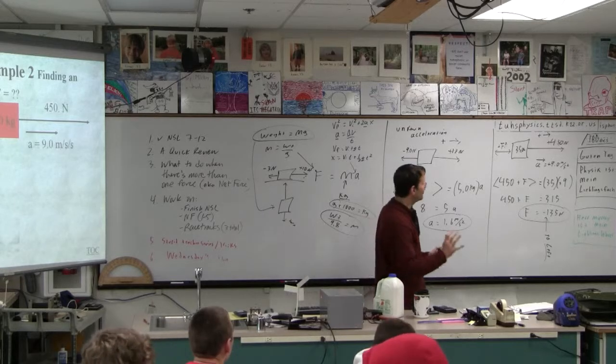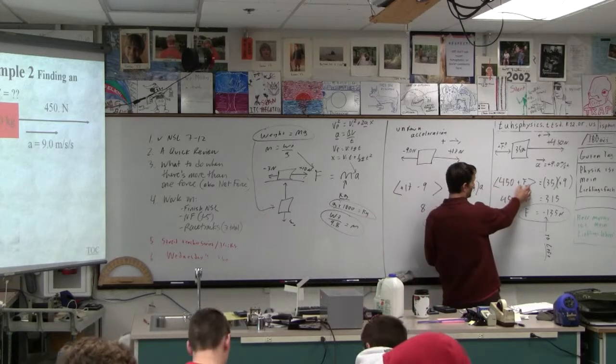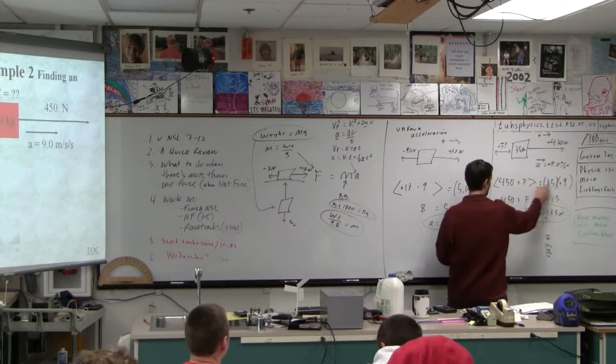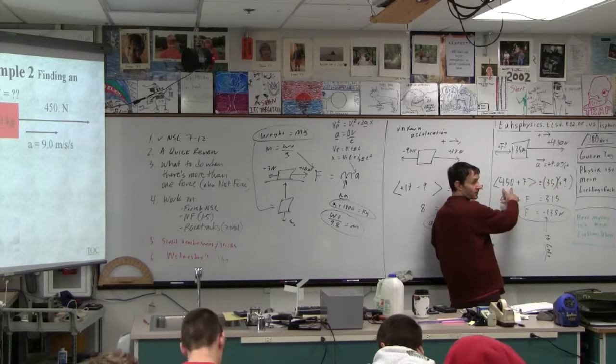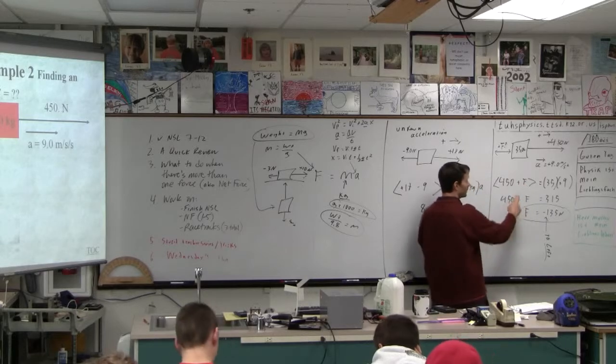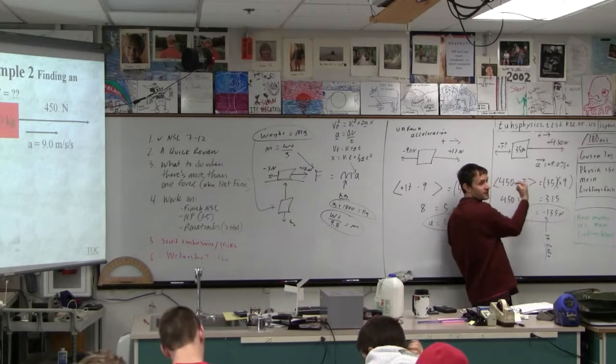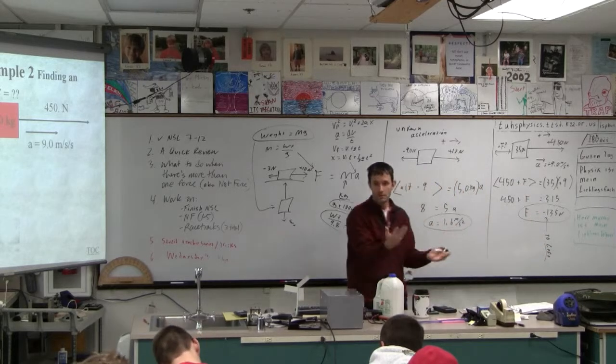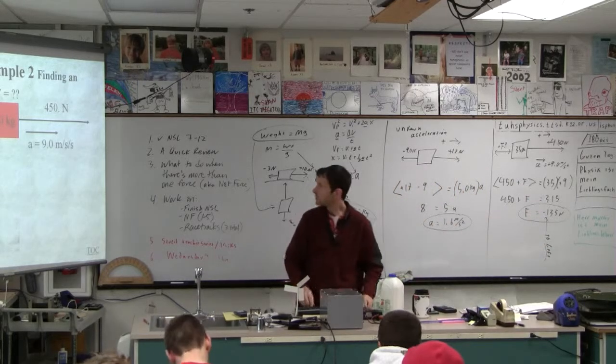So if it's an unknown force problem, just set it up. The unknown force is a positive thing. Be sure about your direction of the acceleration and all the other forces. And then just solve for F. If it comes out positive, it's to the right. If it comes out negative, it's to the left. Does that make sense? Let's have you guys try these.